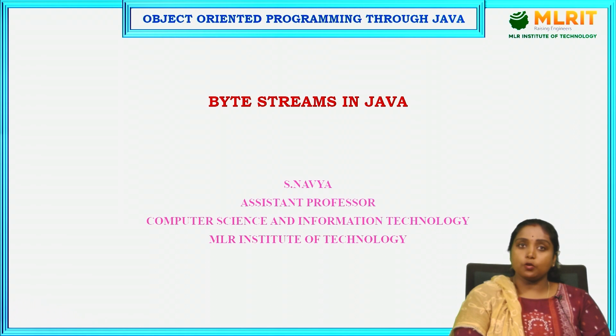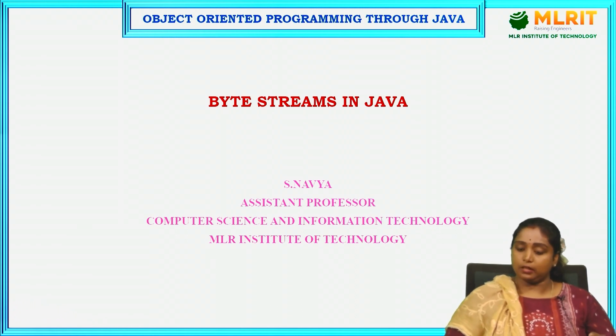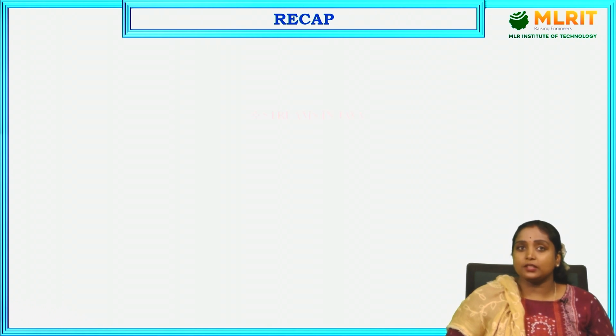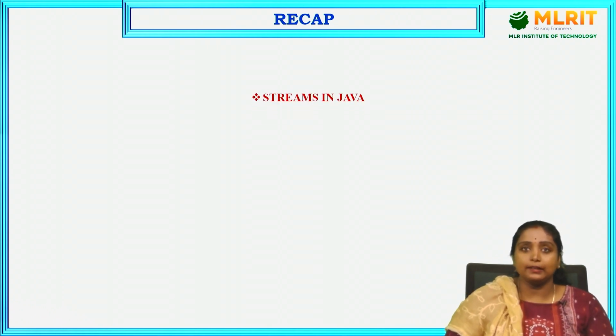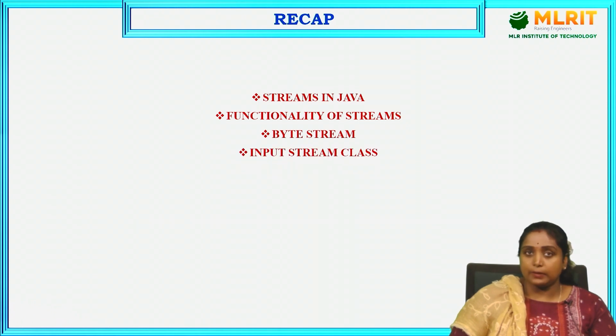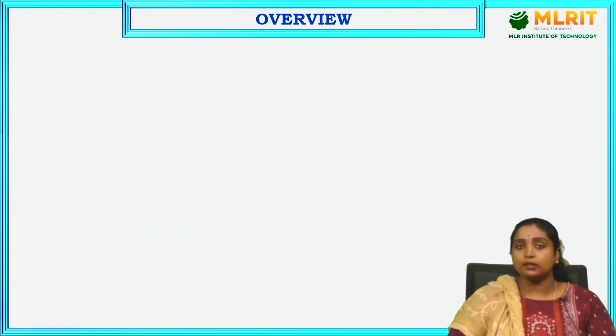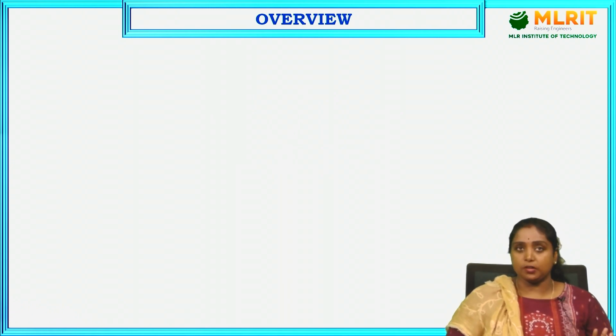Today we are going to learn byte streams in Java in this particular session. In the previous session we have seen what streams in Java are, how the functionality of streams happens in Java, and what a byte stream is. A byte stream consists of the input stream class as well as the output stream class, and we have seen various methods belonging to the input and output stream classes.